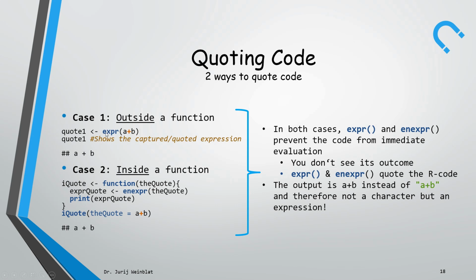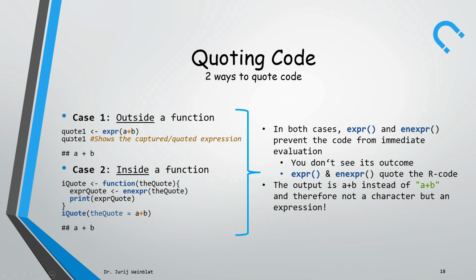And if you're not in a function, you have to use the expression method, the expression function, which is part of rlang. And what you do is you put the actual expression or the code you would like to quote. It can be as complicated as you need. You can just put it inside these round brackets and store the outcome, for instance, in an object. I called the object quote1 here.